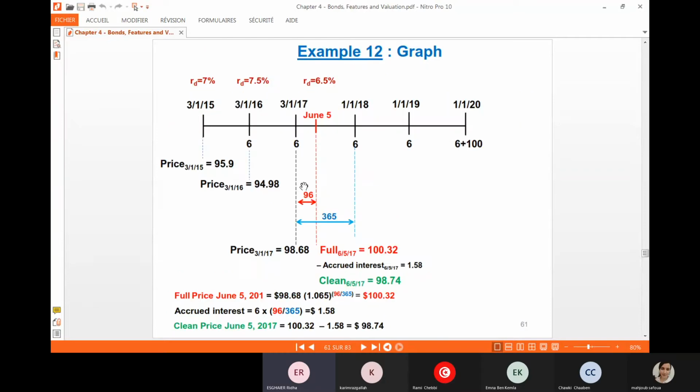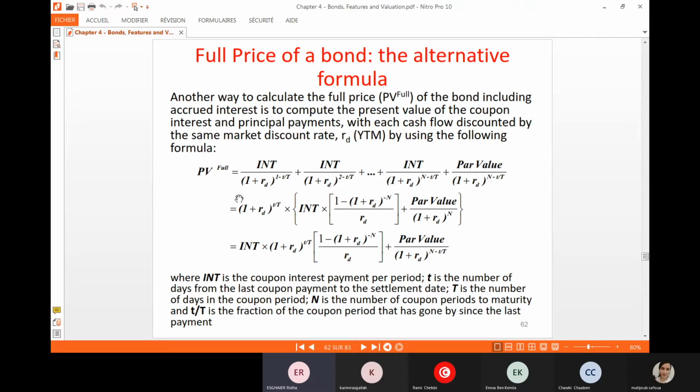كأنه هون يا جماعة باش نجي, for example, to compute the value of the bond on June 5th, if I apply the traditional formula, 6 discounted, 6 discounted, 6 discounted, 100 discounted. ما هو 6 هذه is one period from now. لا ما هيش one period كاملة، هي one period minus t over the capital T. والثاني is 2 periods minus t over capital T. والثالثة plus the last the par value after 3 periods but minus t over the capital T.